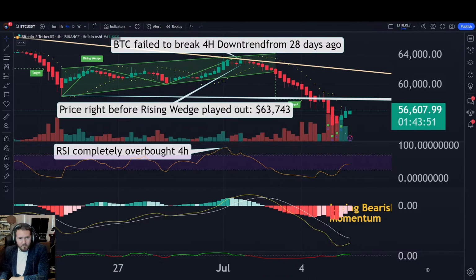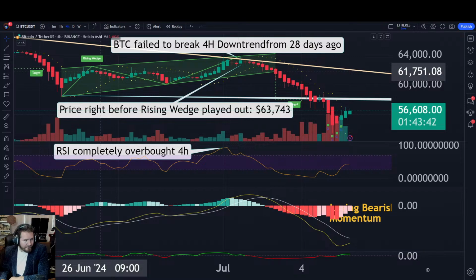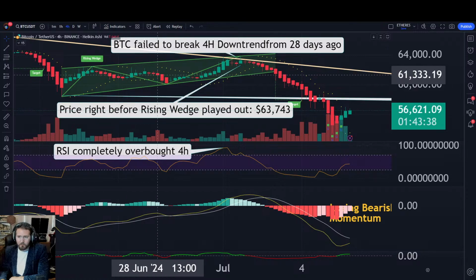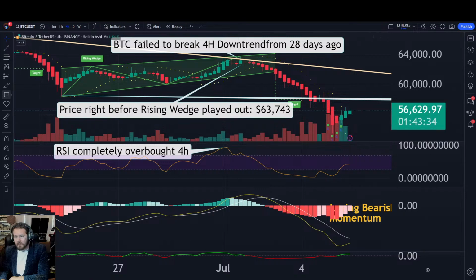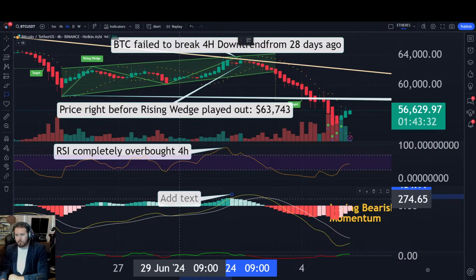So Bitcoin failed to break that downtrend on the 4-hour, and we had this 30-minute chart pattern as well. So on the 30-minute, we had a 30-minute rising wedge, and we also had a 4-hour rising wedge. You get the same indicator on both time frames, it's a little bit more powerful. And then we started losing the bullish momentum.